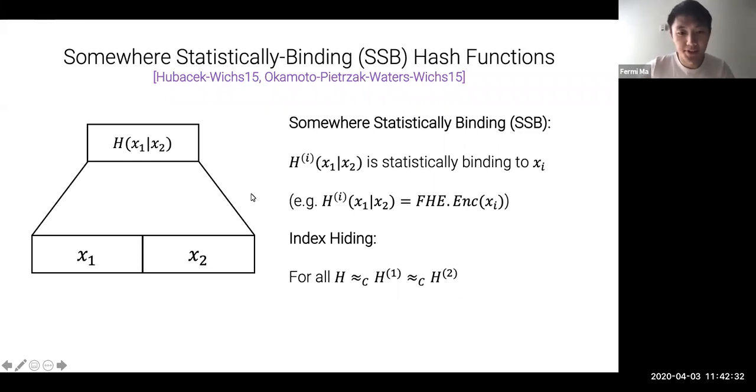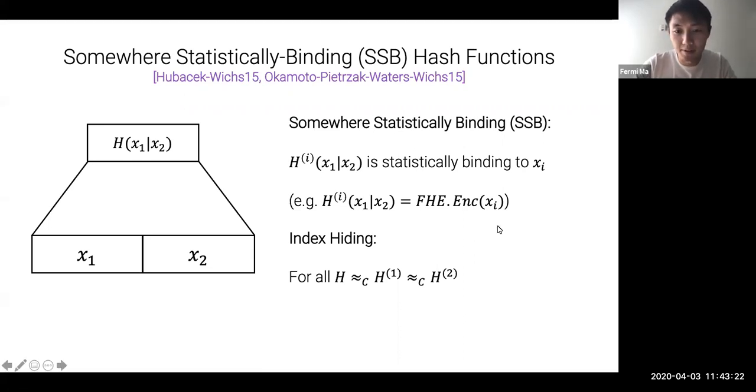And the second property we have is this index hiding property, which works really well in tandem with this somewhere statistically binding property. The index hiding property says that the hash key in the normal mode h is going to be computationally indistinguishable from the statistically binding hash keys. So I can switch the hash key over to be statistically binding on the first block or the second block, or none of the blocks, and the adversary can't tell which block, if any, I'm being binding to. Intuitively, if the result of my hash function is an FHE encryption of the ith block, you shouldn't be able to tell whether I'm encrypting something, or encrypting garbage, or which block.